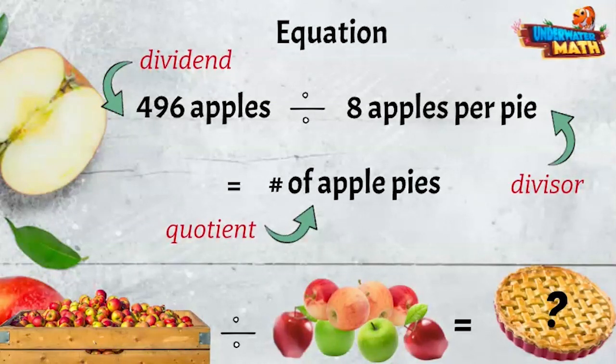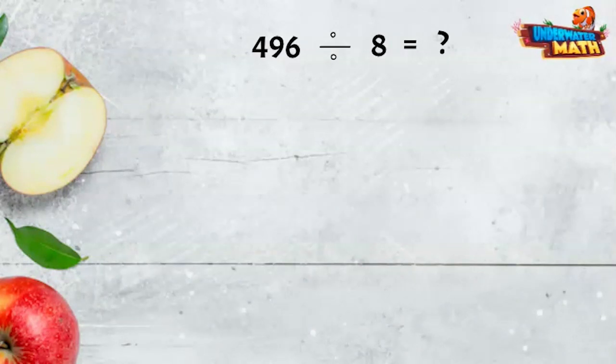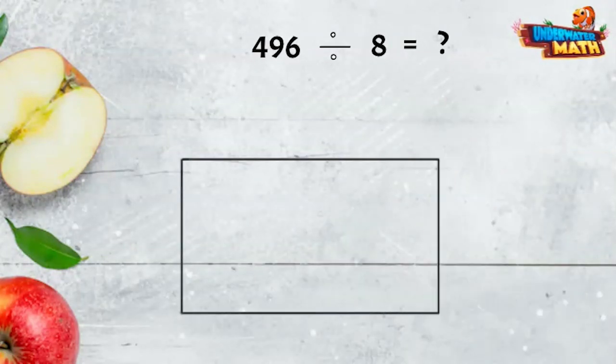Using our equation of 496 divided by 8, let's draw out the area model. One side of the area model represents the divisor of 8. The inside represents the dividend of 496, and the other side of the model represents the missing quotient.